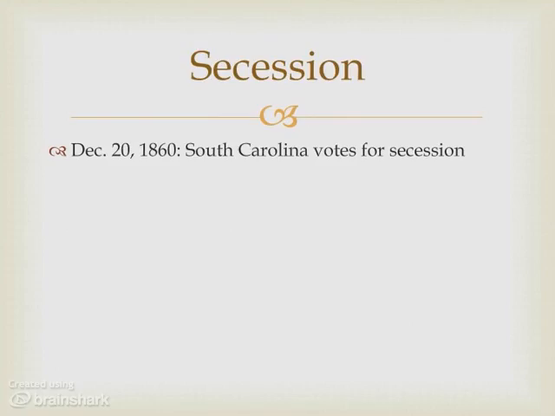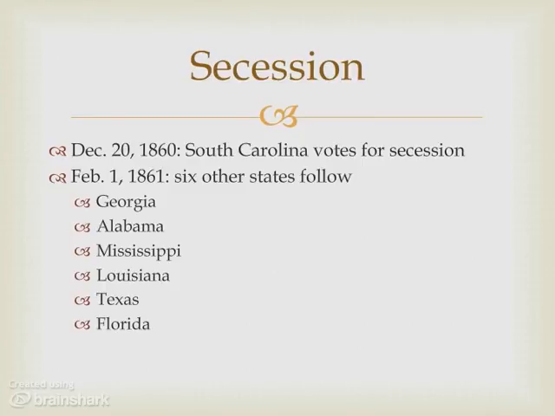And once Southerners reached that conclusion, they decided that it was time to go. On December 20th, 1860, South Carolina voted for secession. Over the next 3 months, 6 more states will join them: Georgia, Alabama, Mississippi, Louisiana, Texas, and Florida. The nation is teetering on the brink of collapse.